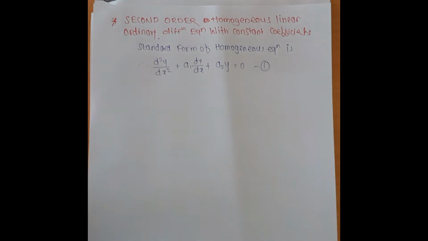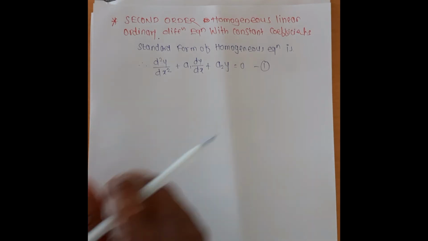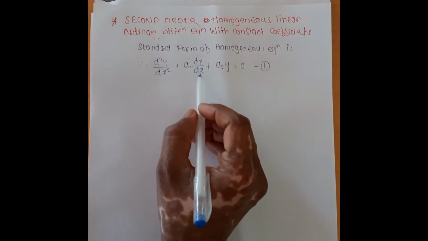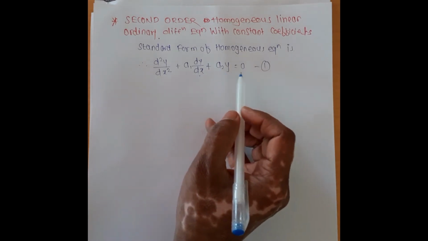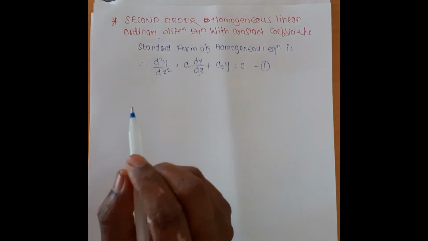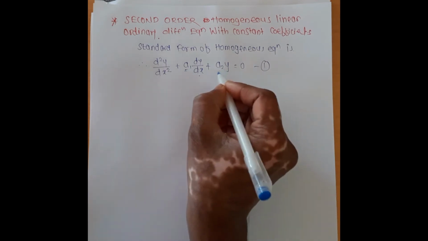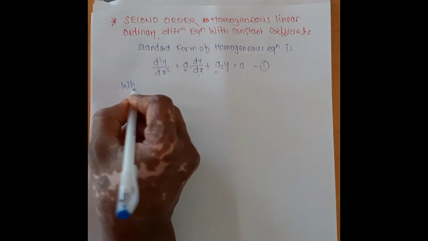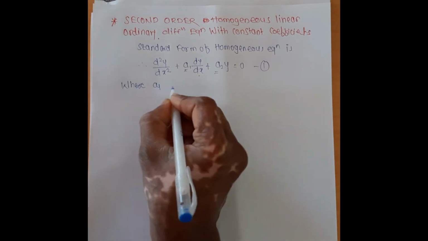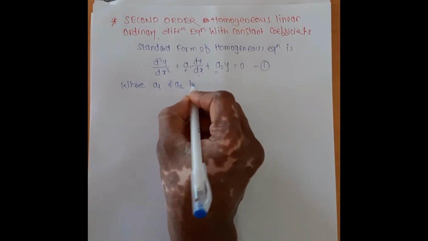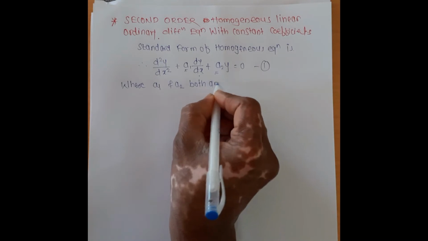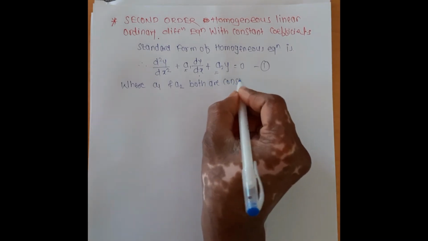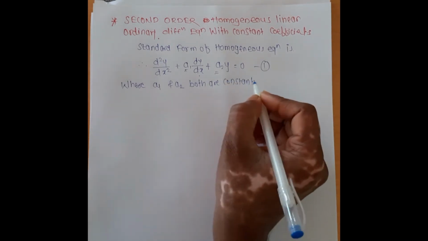Since there is a second order derivative, we write this term first: d2y by dx square plus a1 dy by dx plus a2 of y is equal to 0. Here a1 and a2 both are constants, because they have fixed values.